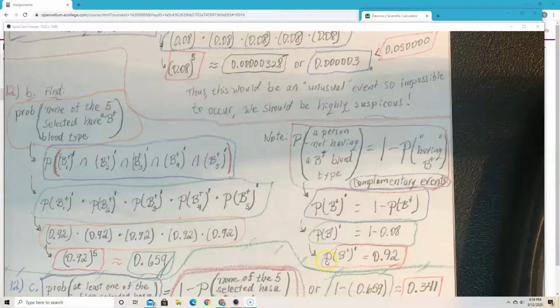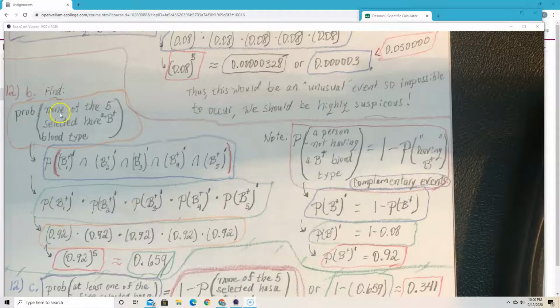And so what does that tell us? The probability of randomly selecting a person in the United States and that person does not have B positive blood is 0.92, which is very high. Because not that many people actually have B positive blood, only 8%. So the other 92% of the country do not have a B positive blood type. They have one of the other 7. B negative, and all that. AB negative, AB positive, all those.